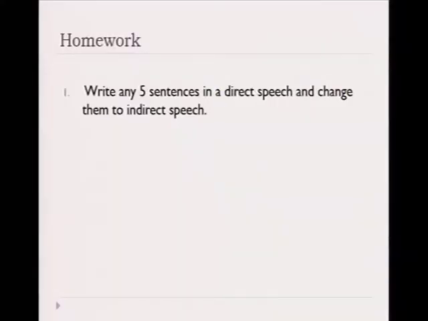Write any 5 sentences in direct speech, and the same 5 sentences, change them into indirect speech. So here, you must also go and learn about direct speech and indirect speech. These are also part of grammar. Latrine and Pinnicus have some examples, but make sure that you understand how to change a certain sentence from direct speech to indirect speech, or from indirect speech to direct speech.